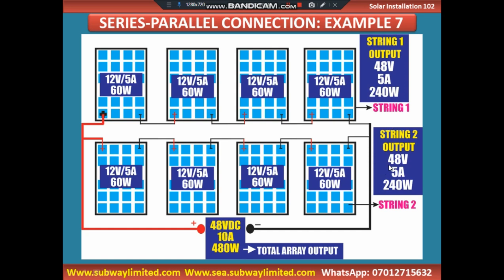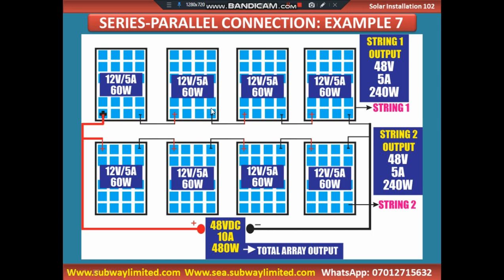We come and connect them in parallel. Here was 5 amp, 5 amp. That will be 10 amp. That is what we get. And if you multiply 48 times this, will give you 480 watts. That will be the total power if your solar panels were rated like it.